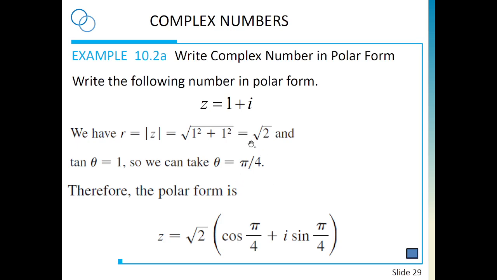So now we have r and we have the angle, so we can write our complex number as r times the Euler form. So cosine of the angle plus i sine of the angle. So that's the procedure. Again, we need to be careful about the angle to be in the correct quadrant.